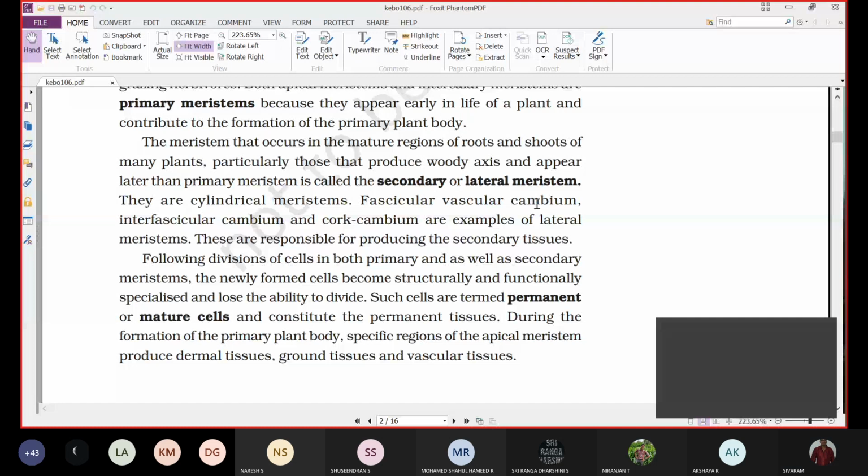Okay, that is called cork cambium. So these are all secondary meristems or lateral meristems. That is a cylindrical meristem. Okay, these are all cylindrical meristems, like fascicular vascular cambium, interfascicular cambium, and next, cork cambium. These all come under the secondary meristem or lateral meristem, which we'll discuss when we are discussing secondary growth, this cambium.